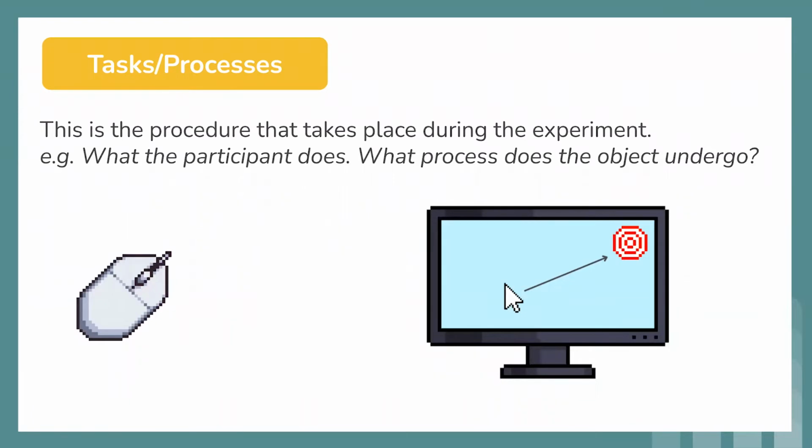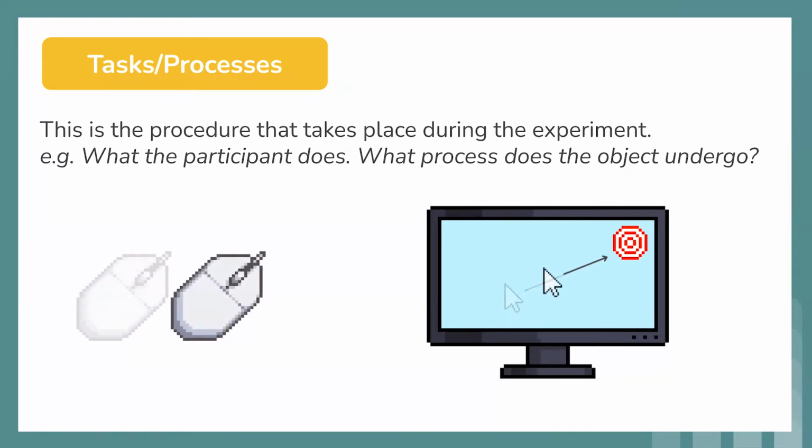What about tasks and processes? This is the procedure that takes place during the experiment. For example, the experimental task in our experiment is the participant being asked to move the cursor towards the target.